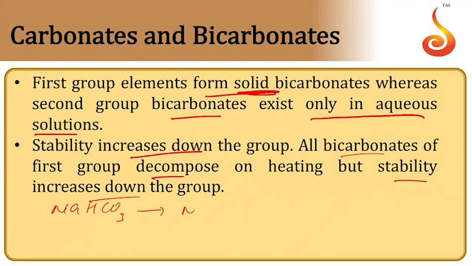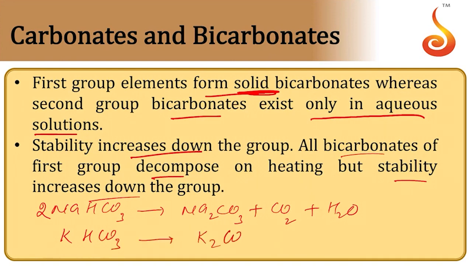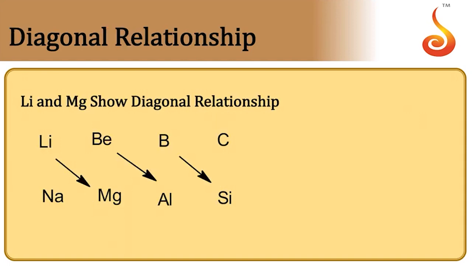For example, sodium bicarbonate dissociates to form Na2CO3 plus CO2 plus H2O. Similarly, you can take potassium bicarbonate. This compound also dissociates, giving K2CO3 plus CO2 plus H2O. All of them dissociate upon heating, but stability increases down the group. That means potassium bicarbonate is much more stable when compared to sodium bicarbonate. That is the order of stabilities of bicarbonates.